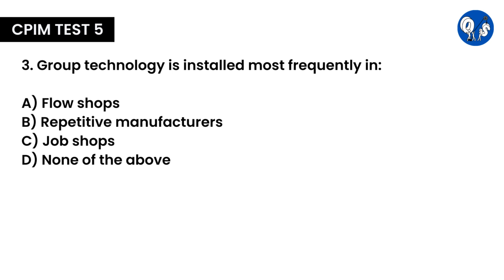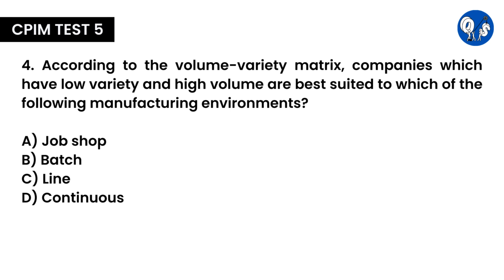Question number 4. According to the volume variety matrix, companies which have low variety and high volume are best suited to which of the following manufacturing environments? A. Job shop, B. Batch, C. Line, D. Continuous. Here the correct answer is D.